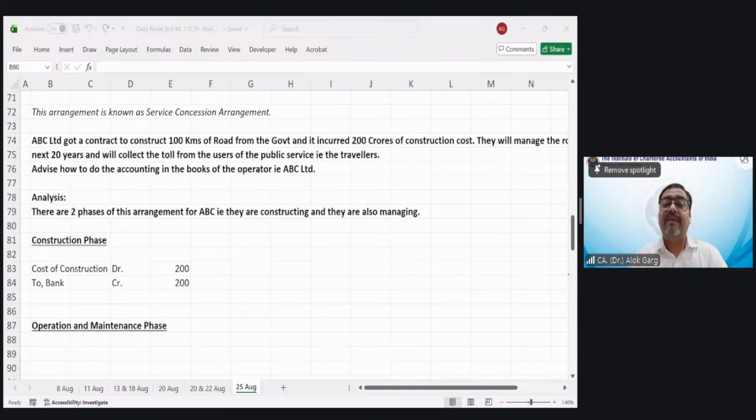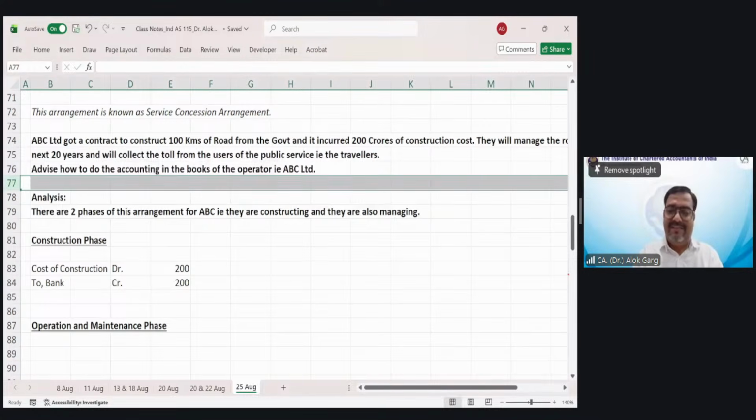So friends, there are two options. Option number one, the government is giving a right to collect toll. If the government is giving a right to collect toll without guaranteeing any amount, it is known as an intangible asset model. If the government is giving a contractual right to receive cash, a guaranteed amount of cash, it is known as a financial asset.